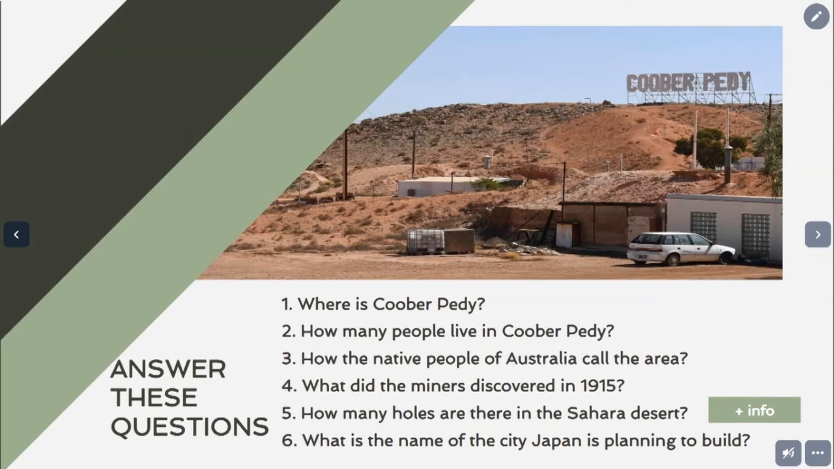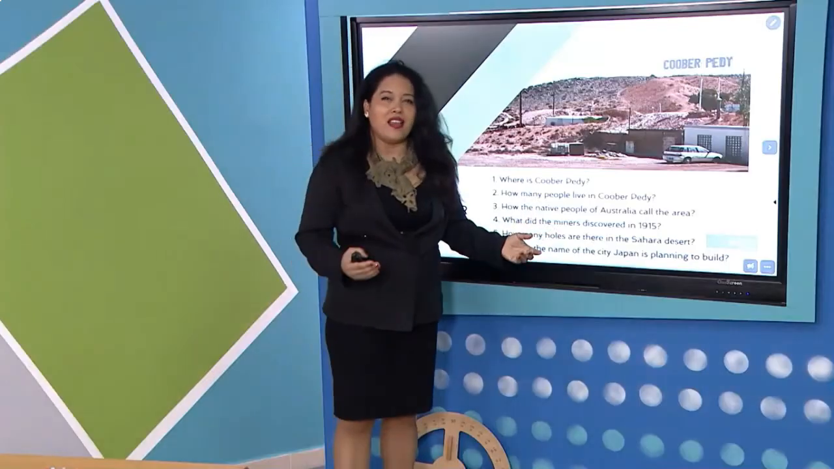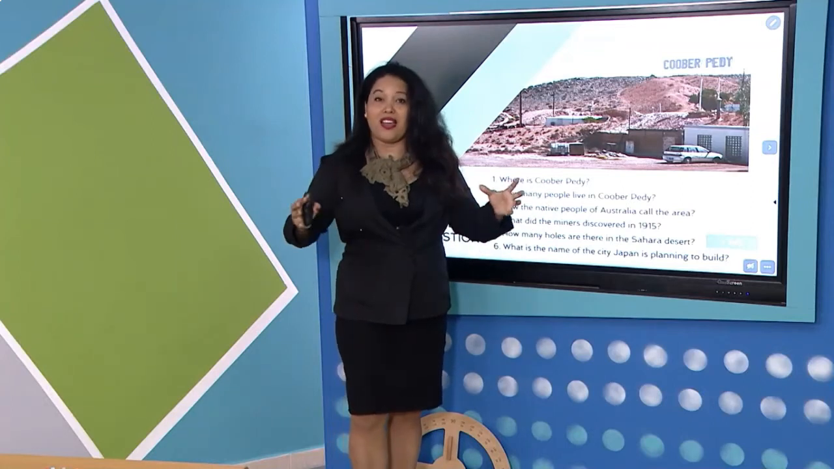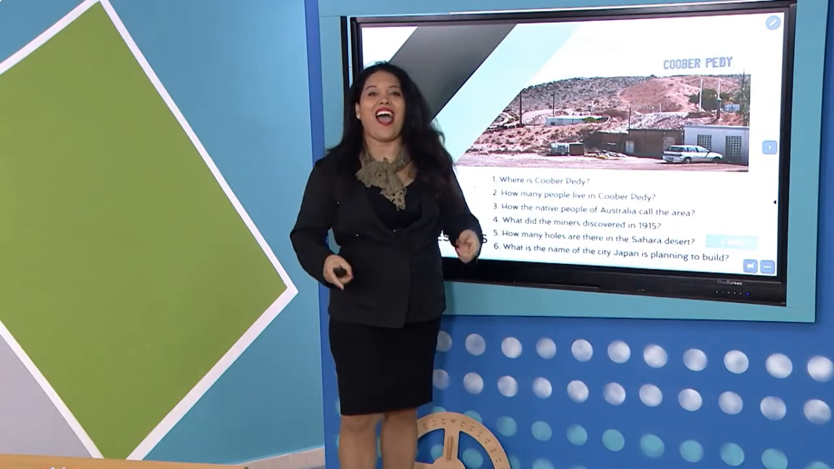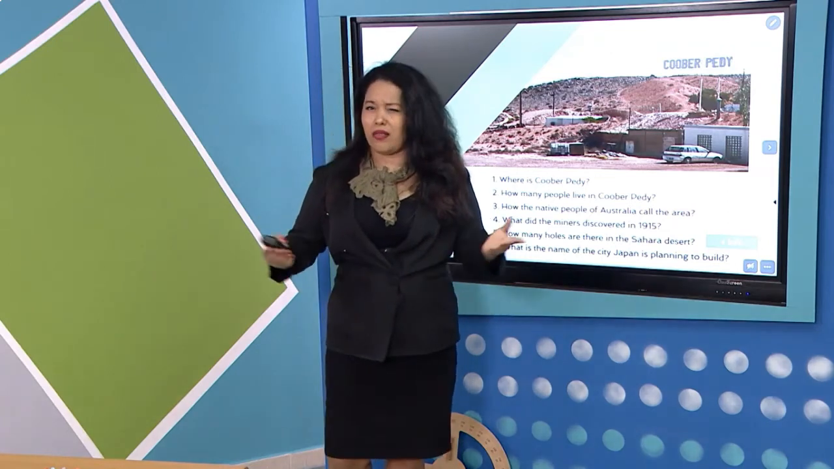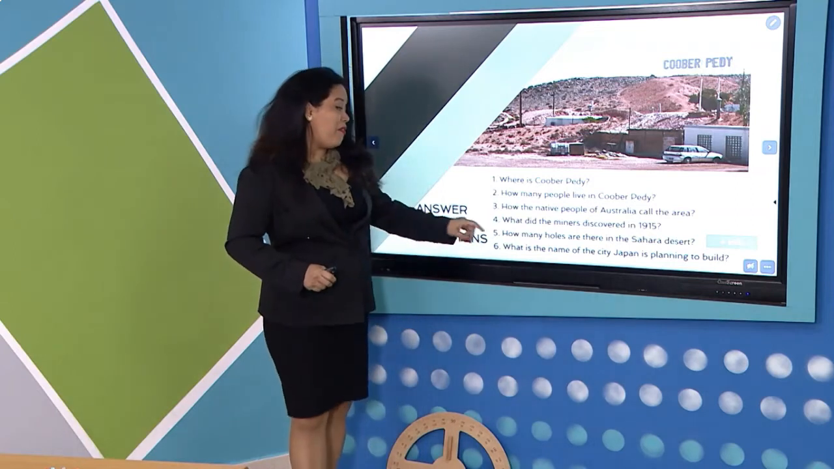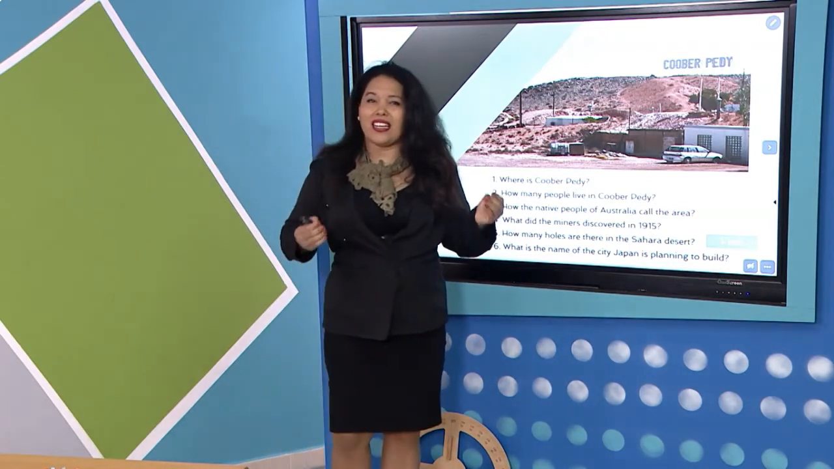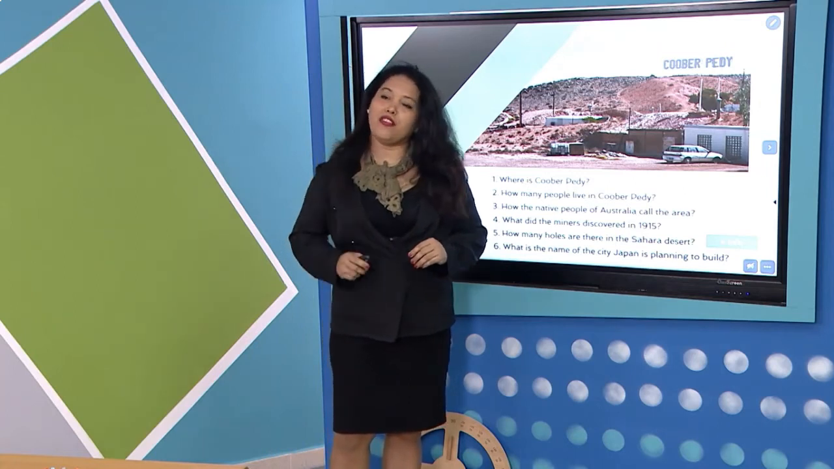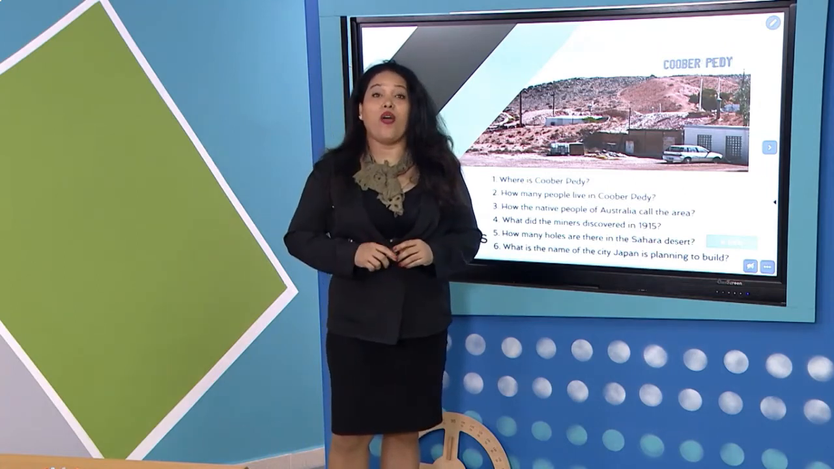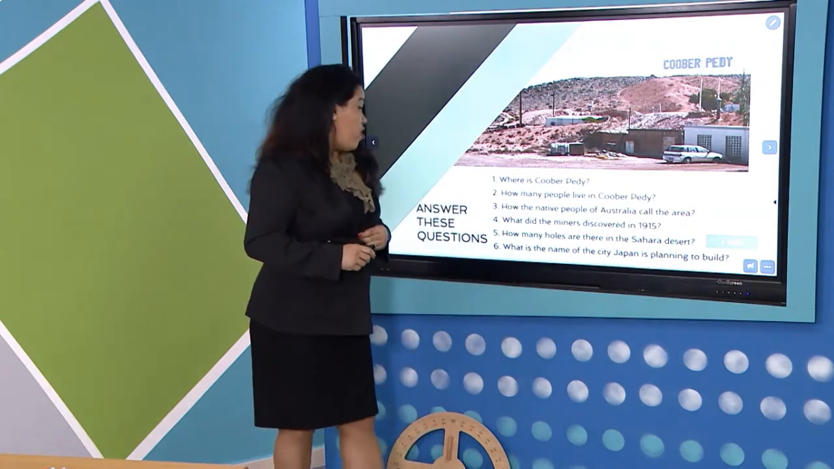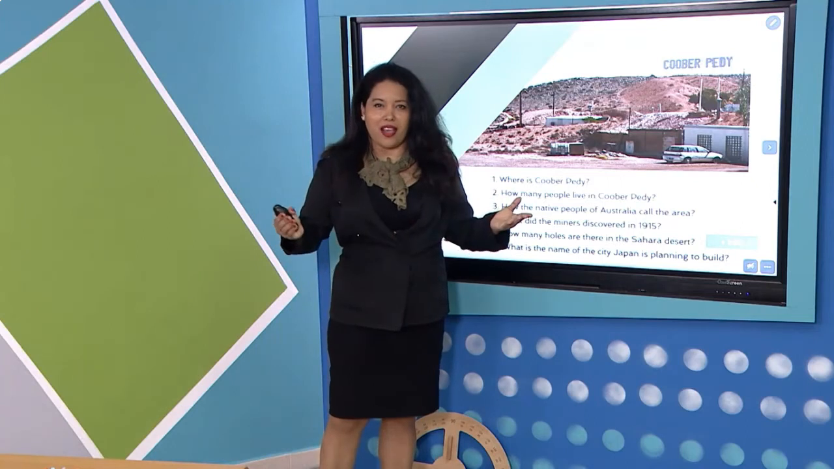Number 3, what do the native people of Australia call the area? The Aboriginal people of Australia. What do they call the people that live in homes? Yeah, they call it Coober Pedy. What does it mean? Do you remember? Yes, white man in a hole. That's so funny, right? Number 4, what did the miners discover in 1915? Okay. Yeah, they discovered opals. That's correct. Number 5, how many holes are there in the Sahara Desert?